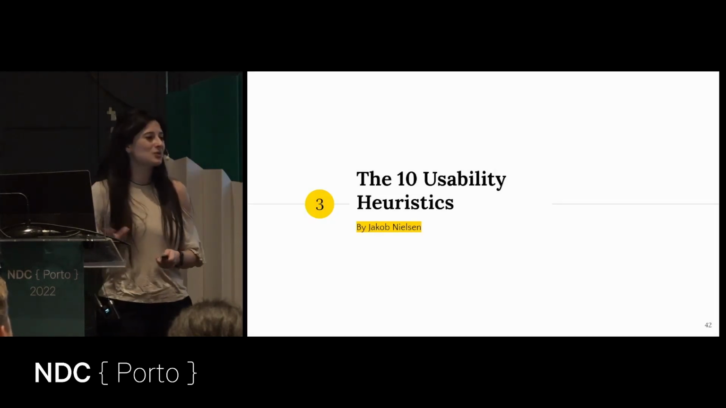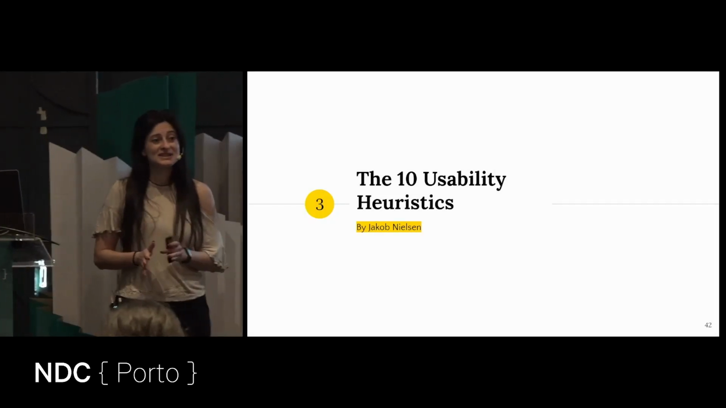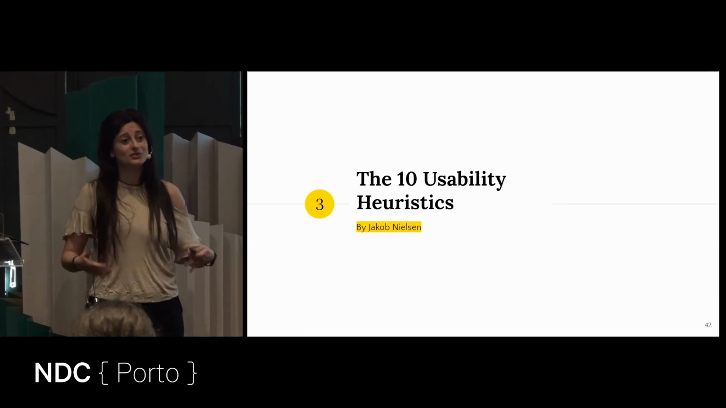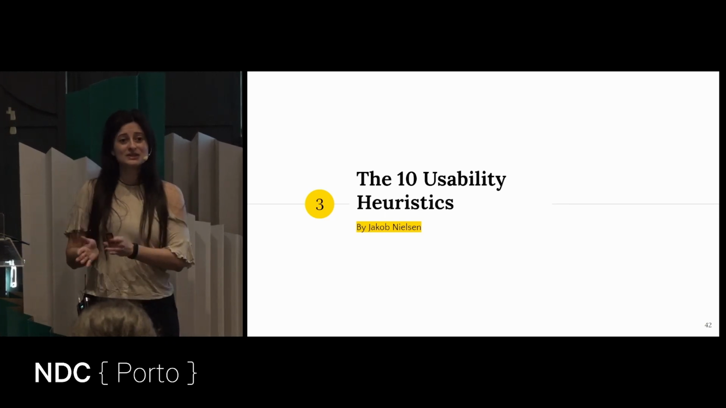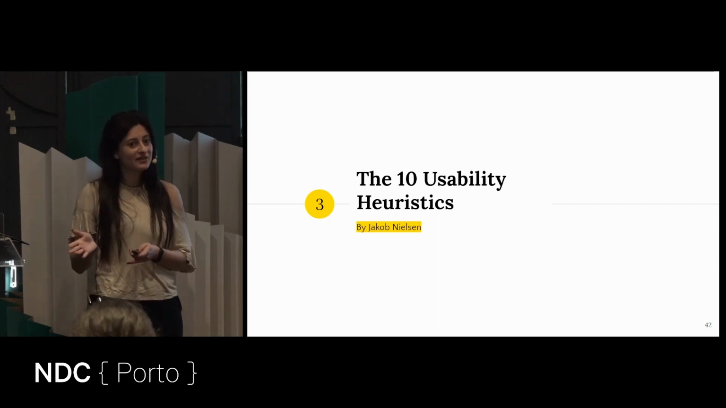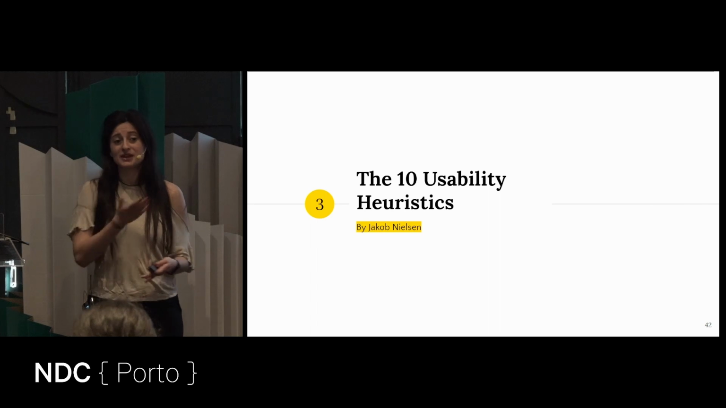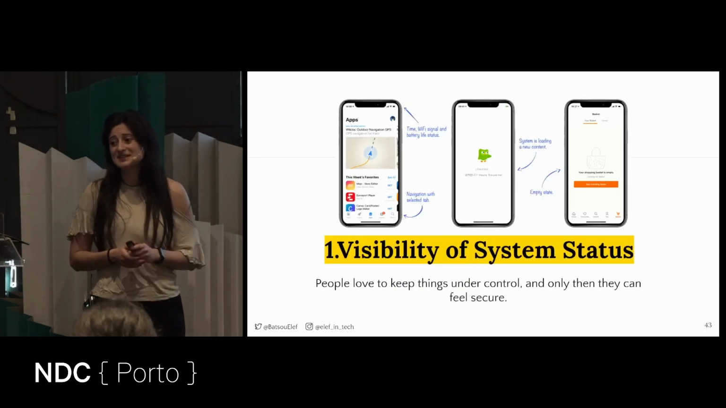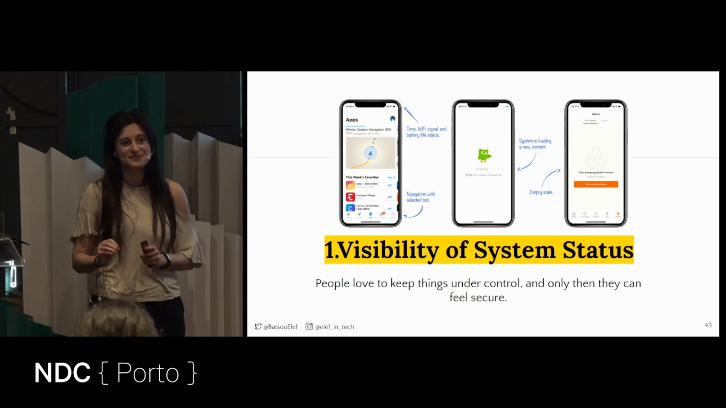Okay, now we will see the 10 usability heuristics, and I'm just saying that these are the 10 rules that we want to follow. These rules are coming from Don Norman. They were manifested in 1995, and we are still using them, and that's how Apple also started. The first one is visibility of system status.